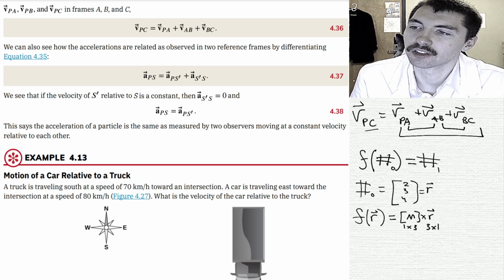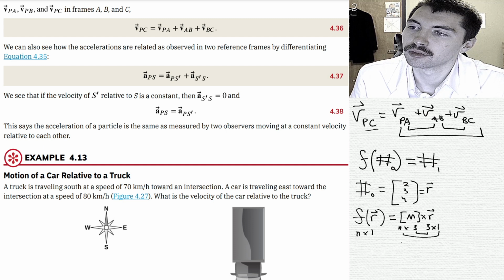Well, not necessarily. This would just be n by 3. So this output would be n by 1. We can multiply because the dimensions are the same. So this would be 3 rows, so m would be 3 columns.